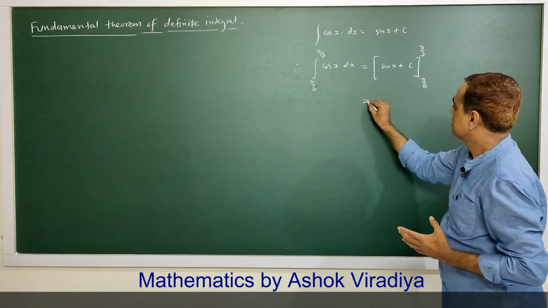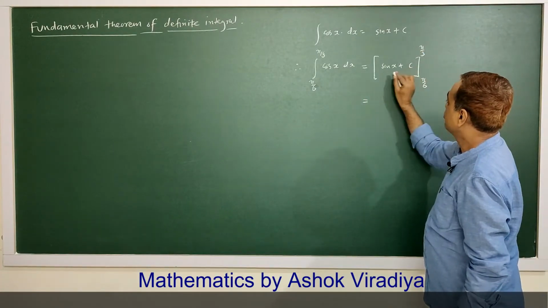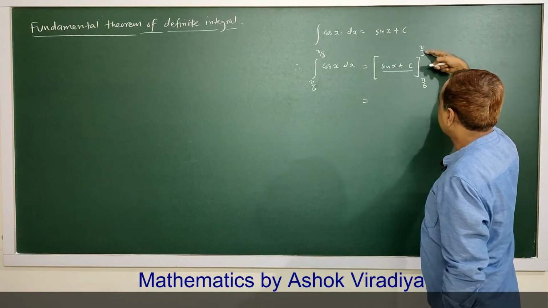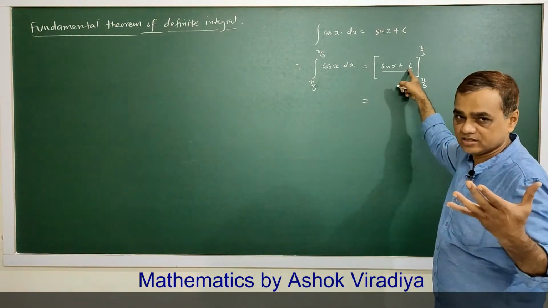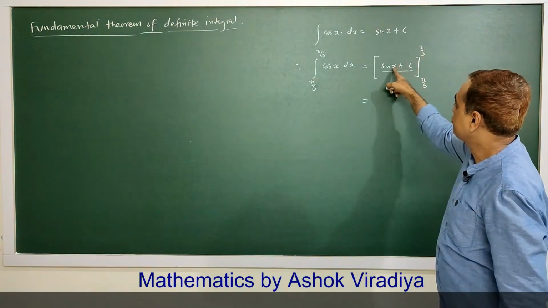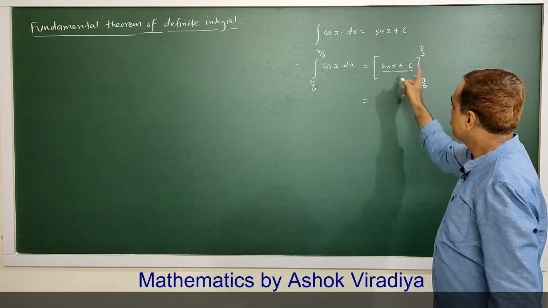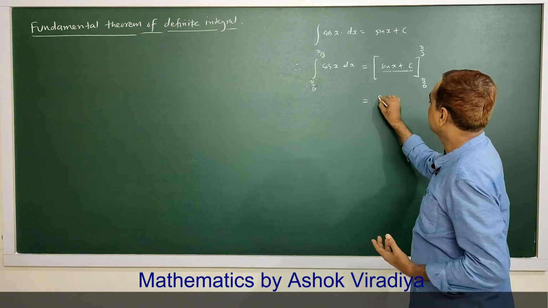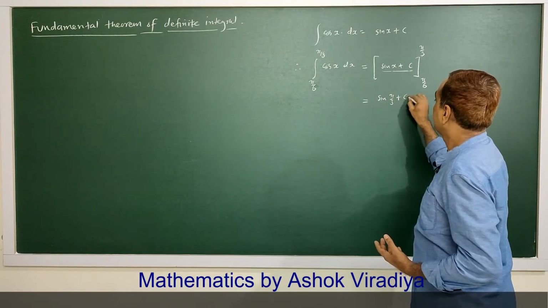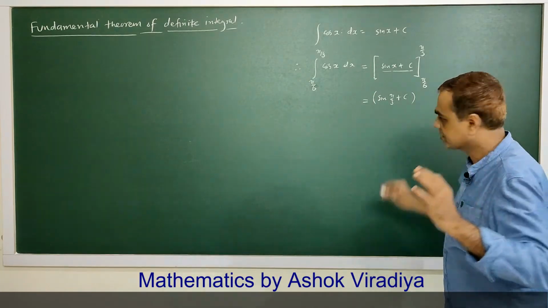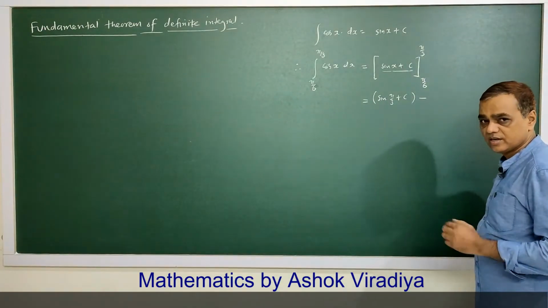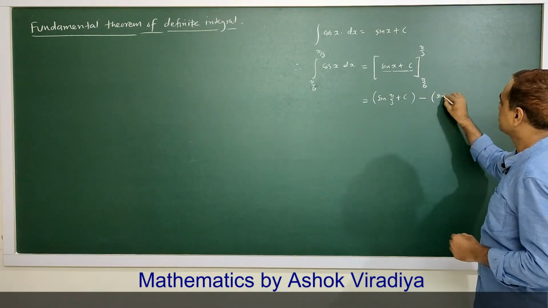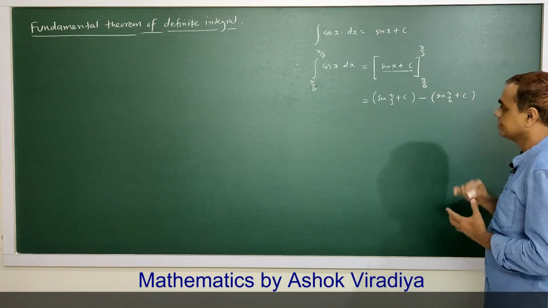Then substitute these values in this integral. These are values of x. C is a constant, it is free from x. So wherever you have x, put the upper value and then the lower value. First of all we put the upper limit: sin pi by 3 plus c. Then take the difference, take minus, then put the lower limit: sin pi by 6 plus c.